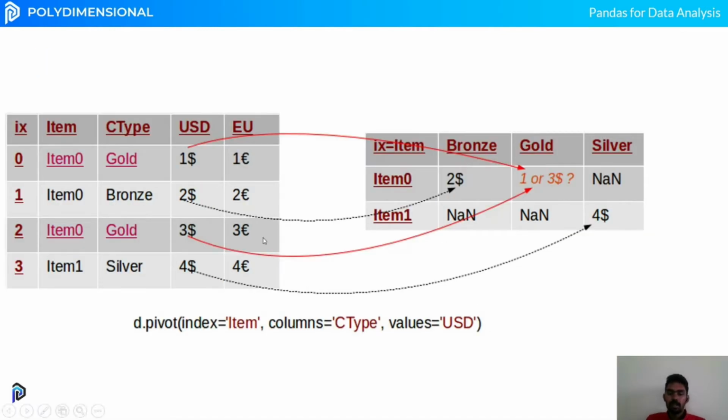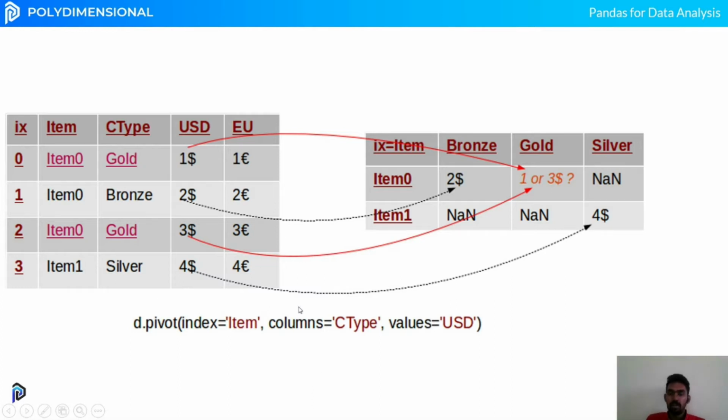Let's look into another example. What we are doing here is just changing the value. Item 0 and gold come two times, so it has redundancy or duplicate values. If the same value comes for the same bucket more than once, pivot can't process it. It is confused whether to put the value 1 or value 3 over here. To solve this problem, we create a pivot table.